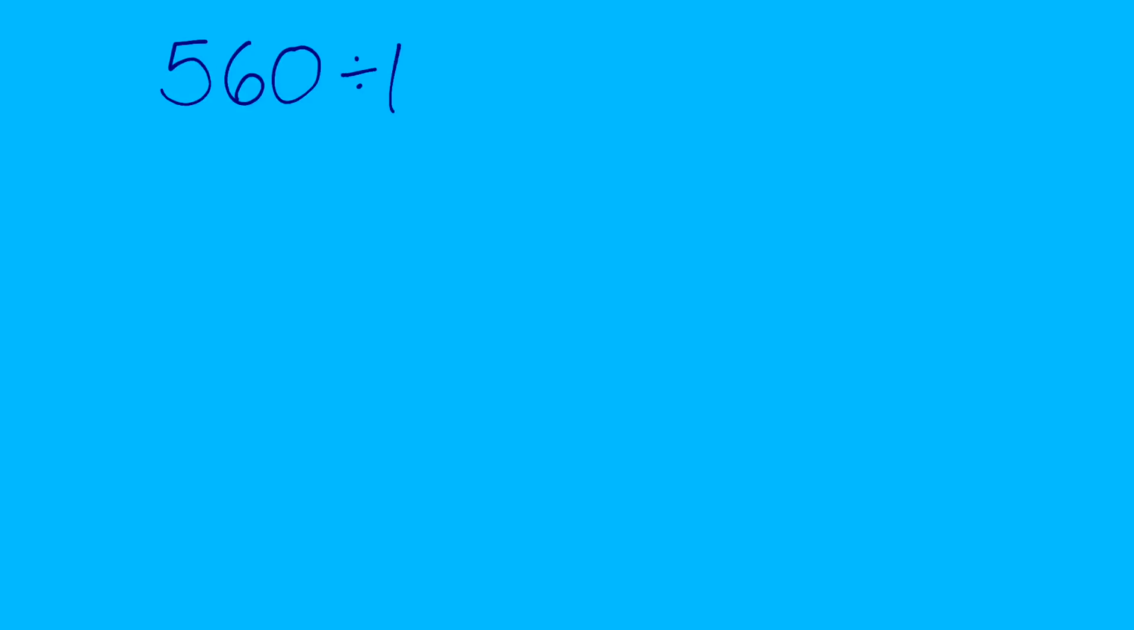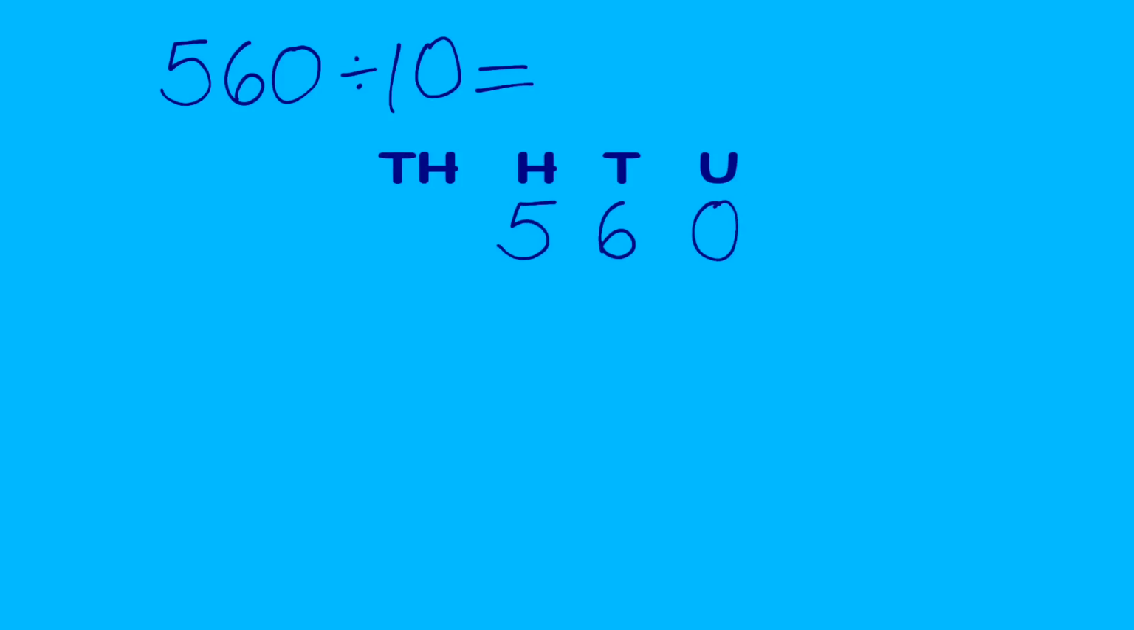So we're going to look at 560 divided by 10. Now, just as we did when we were multiplying by 10 and 100, we're going to draw out a place value chart. So the first thing I'm going to do is write the number 560 in the correct position in my place value chart. So the number 560 is 500, 6 tens and no units.